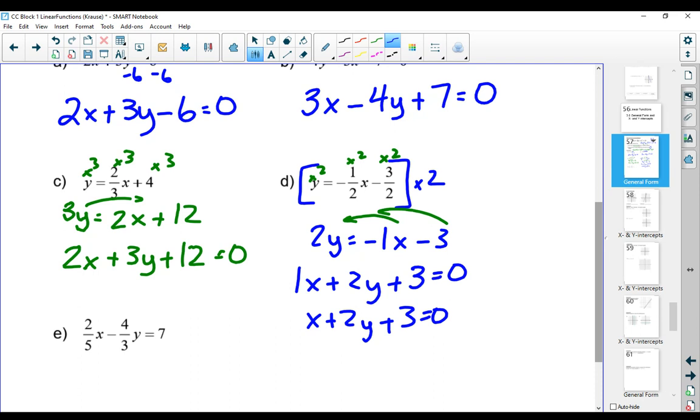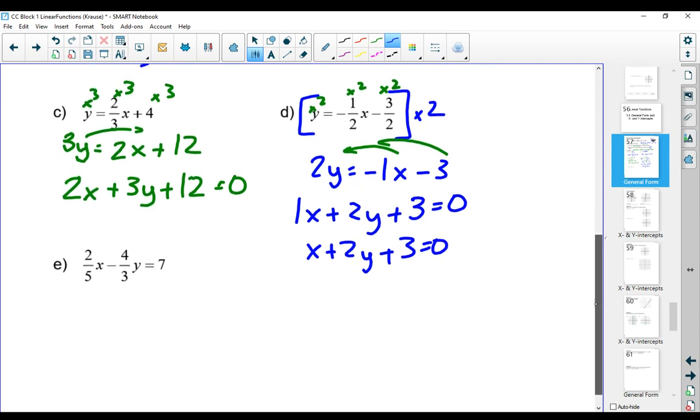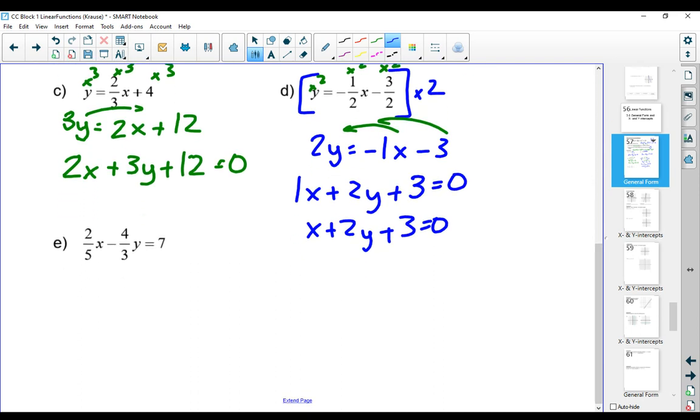So the 2y didn't move, so the sign didn't change. All right, last question. We've got 2/5 x minus 4/3 y equals 7. Well, we have a 5 and a 3 in our denominator, so our common denominator would be our lowest common multiple. And the lowest common multiple of 5 and 3 is 15. So we're going to multiply the entire equation by 15.